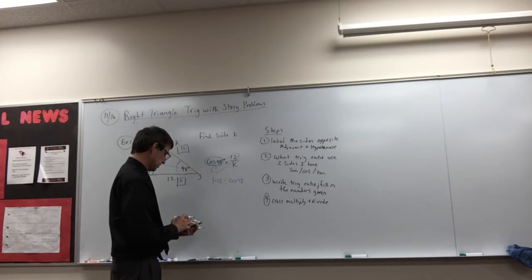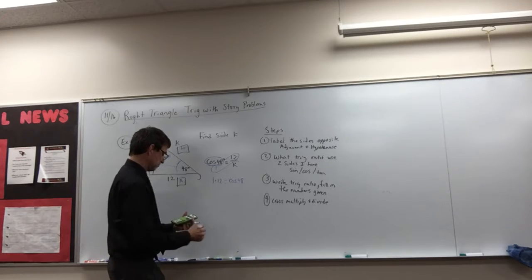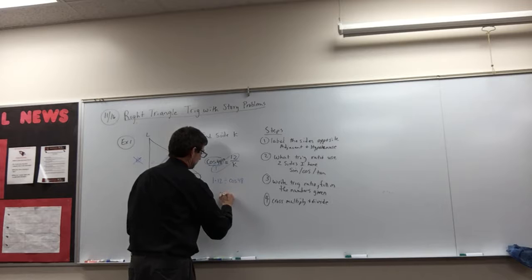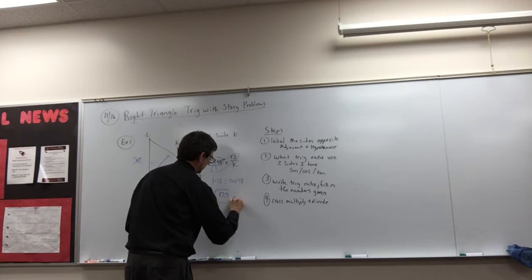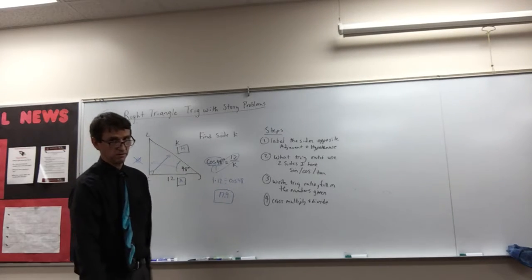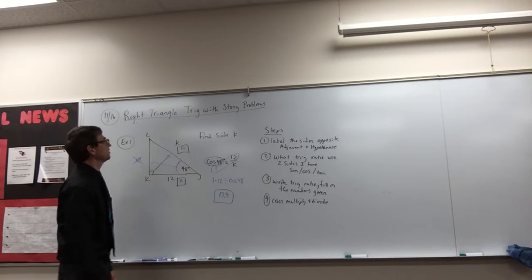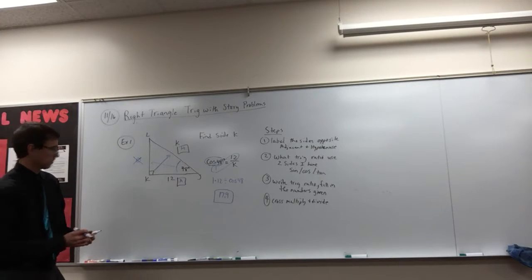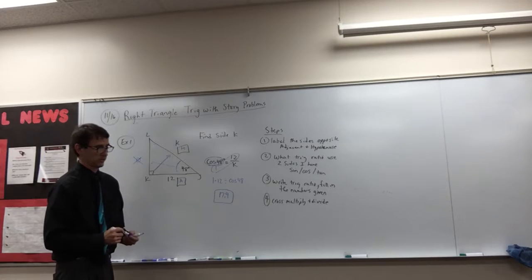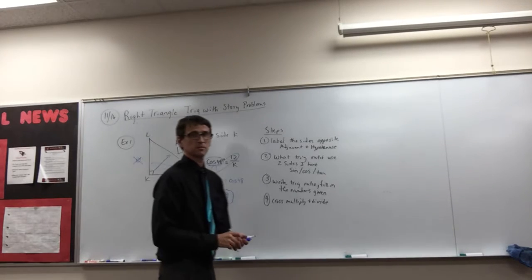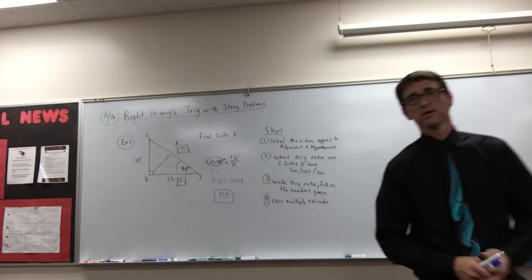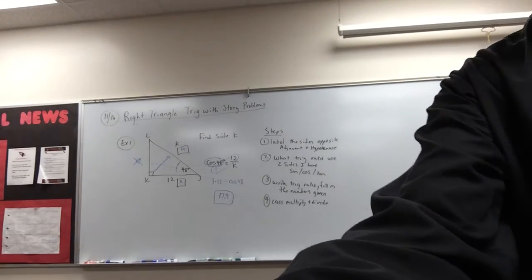If you type in 12 divided by cosine of 48, you should get an answer of 17.9. I would like you to round to the nearest tenth if you have to. So we'd round to 17.9. That's if I have a right triangle and I'm solving for a missing side. The second thing we're going to be asked to do in this assignment is solve story problems.